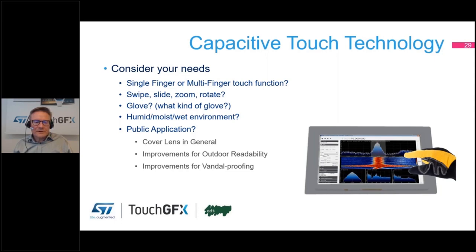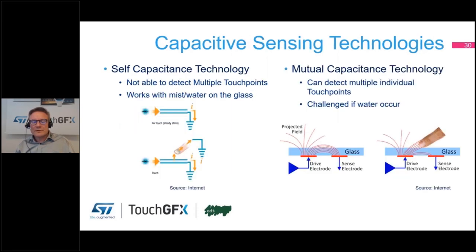What you would also have to consider is the environment, as I pointed out in the beginning. If you are doing a public application device, you will need to consider how to protect your device. And that comes down to, you have to add a cover lens in general. And then it's a question: can your touch sensor actually work with a cover lens, or can it not work with a cover lens, etc. And definitely you will need to consider some kind of improvements for outdoor readability, or even vandal proofing.